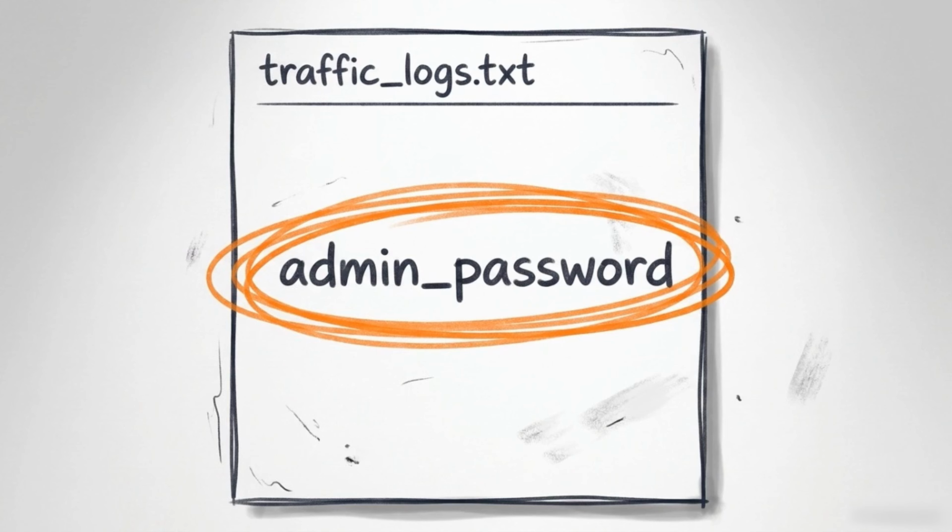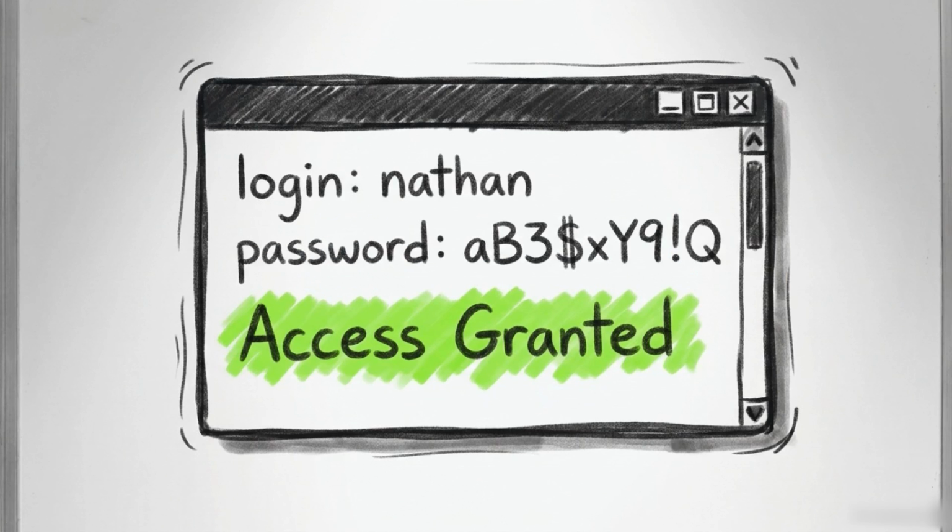A web developer assumed users wouldn't manually edit the web address. That single, unchecked assumption allowed an outsider to read unencrypted traffic logs, exposing passwords that protect the rest of the server. With Nathan's password secured, those previously locked network ports are now wide open.